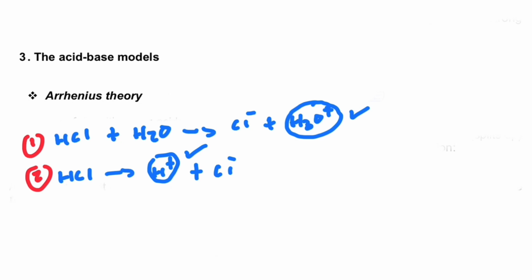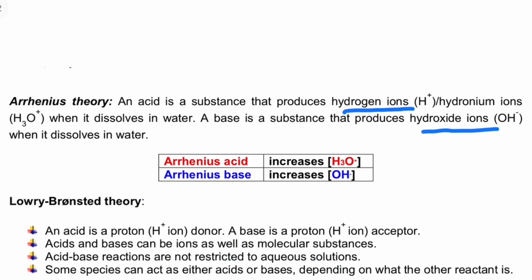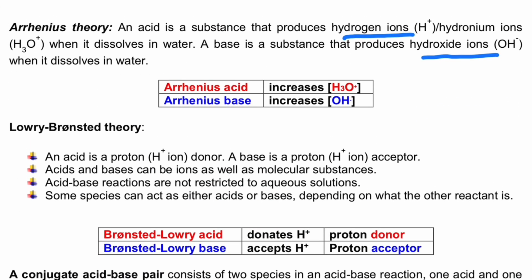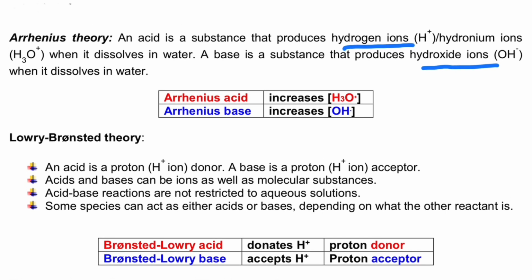Can you take a look at the second definitions? Okay, Lowry Bronsted Theory. This is actually the easier of the two. Arrhenius Theory, well, it's still easy, but Lowry Bronsted Theory is relatively easy compared to Arrhenius Theory. So what does Lowry Bronsted Theory say? Let's take a look. An acid is a proton donor and a base is a proton acceptor. That's it.